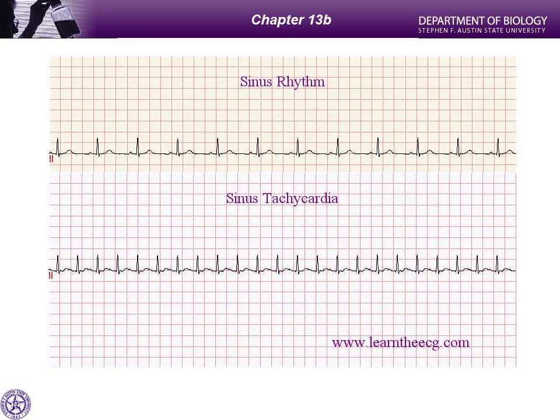So here we have sinus rhythm, sinus tachycardia. Sinus tachycardia means normal rhythm, just faster.